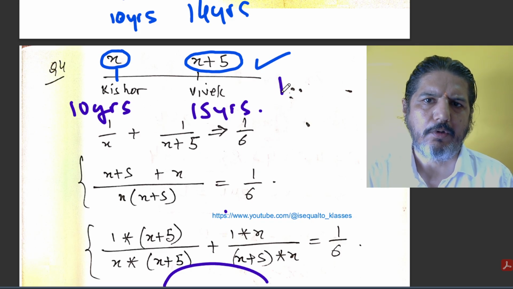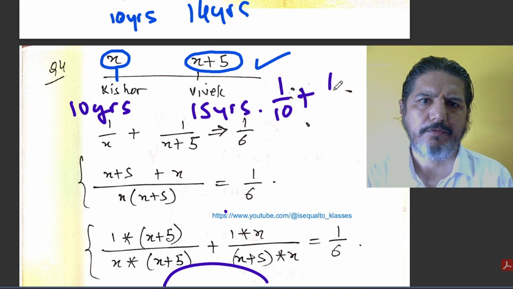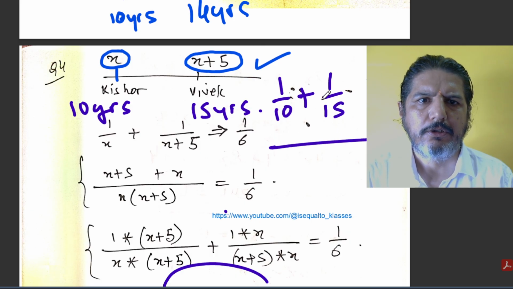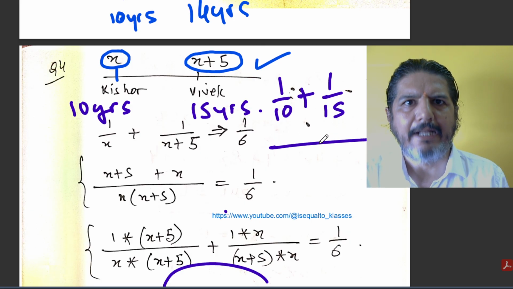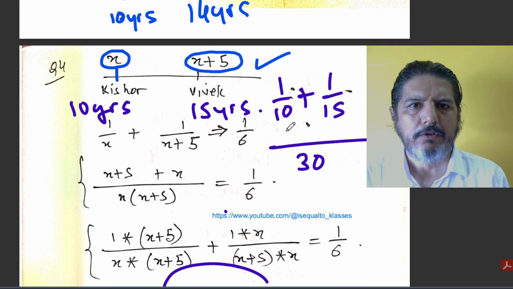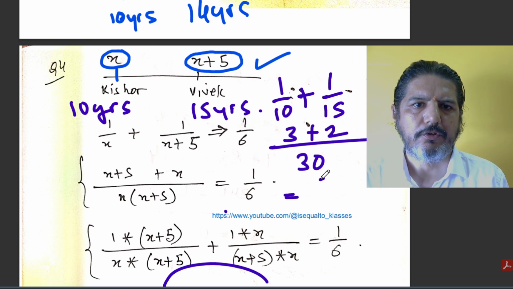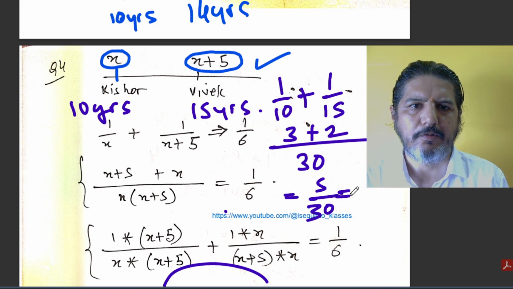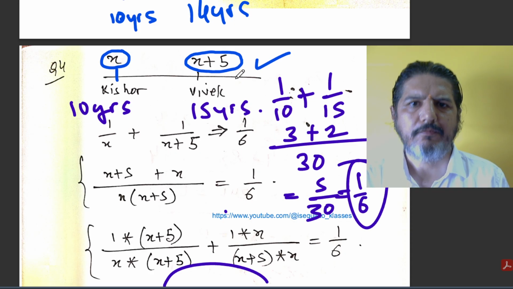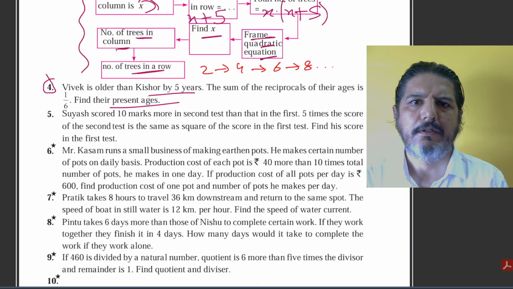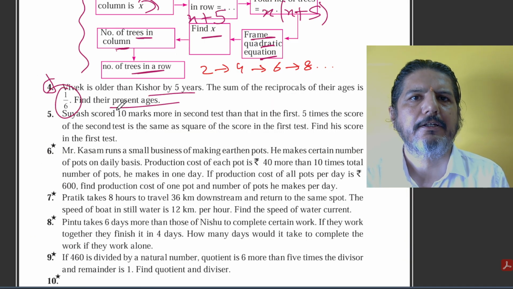Let's take the reciprocal, 1 upon 10 plus 1 upon 15. So the LCM is 30. So 10 3s are 30, 15 2s are 30. So this is 5 upon 30 and this is equal to 1 by 6. And 1 by 6 is the correct answer.